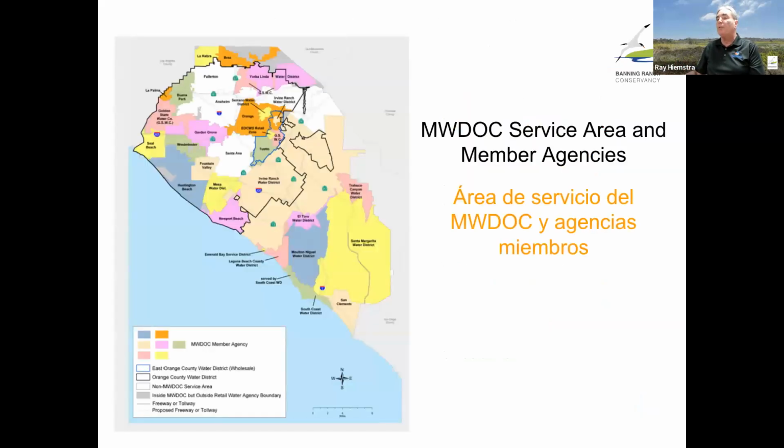So here is a map of the service area for MWDOC. And these are all the different 27 water agencies. Then you add the cities of Santa Ana, Fullerton, and Anaheim, that's 30, that sell water in Orange County. So this is a big political and industrial operation. There are thousands of people who go to work every day, and their only job is to make sure that you get clean water that's safe to drink.